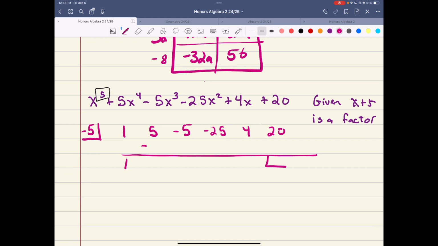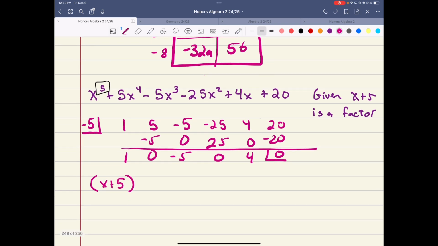So we've got a 1, we've got a -5, we've got a 0, we've got a 0, we've got a -5, we've got 25, we've got 0, 0, 4, -20, 0. So it all works. So that's good. So our first factor of this is x plus 5. That's the first factor. The second factor, this is going to be x to the what power? How do I get this second factor?